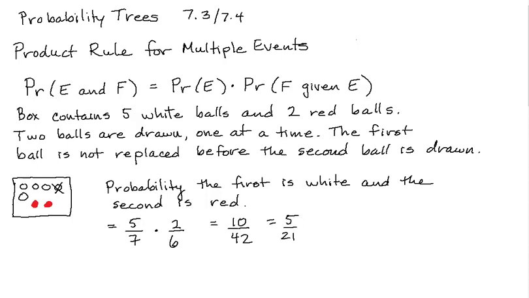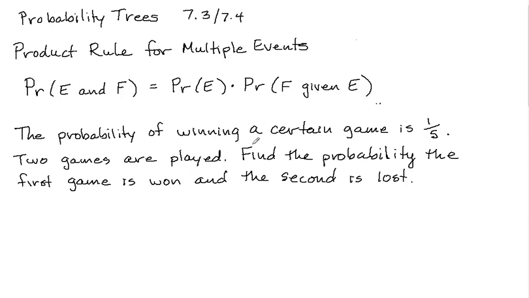Okay, next. The probability of winning a certain game is 1 out of 5. 2 games are played. Find the probability the first game is won and the second game is lost. So I want the probability the first game is won, which is 1 out of 5. Now, does the outcome of the first game affect the outcome of the second game? Generally, no. Those would be independent events.